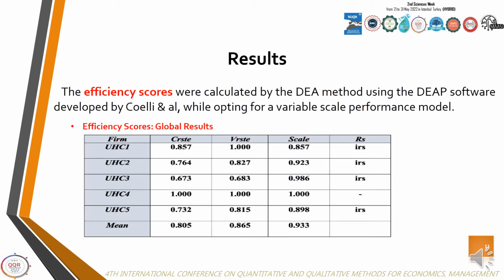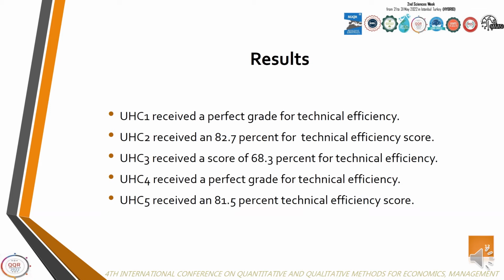Regarding the results of our study, the efficiency scores were calculated by the data envelopment analysis method using the DEAP software developed by Coelli, while opting for a variable returns to scale model. This table shows us the global result for efficiency scores for the 5 university hospital centers. In fact, we observed that University Hospital Center number 1 and number 4 received a perfect grade for technical efficiency. University Hospital Center number 2 received 82.7%. University Hospital Center number 3 received a score of 68.3%, and University Hospital Center number 5 received 81.5% for technical efficiency score.